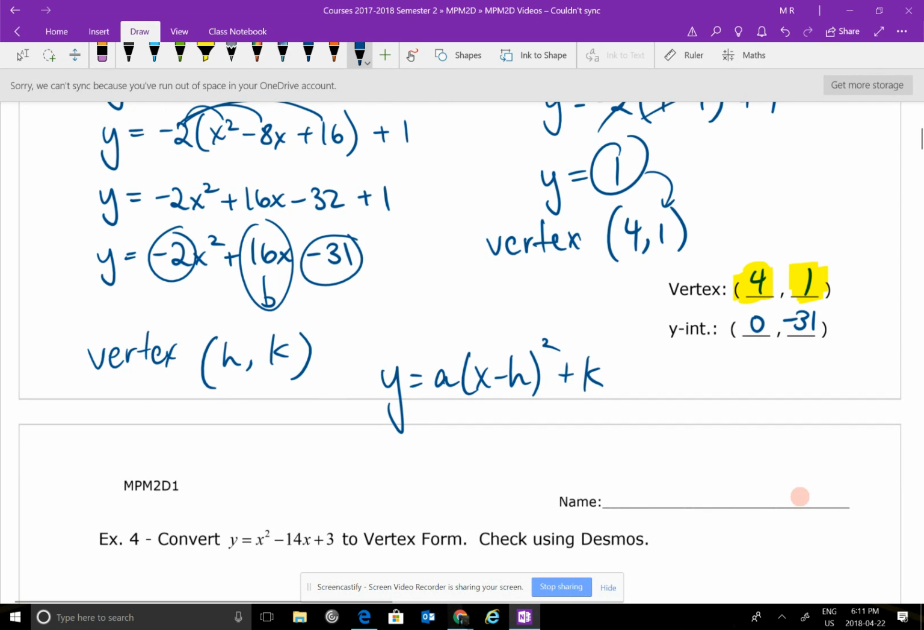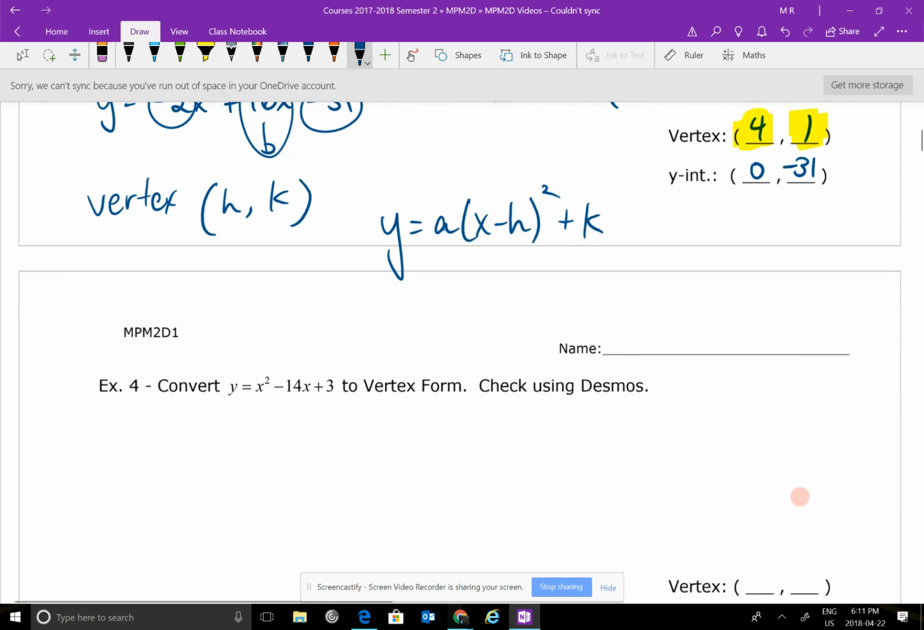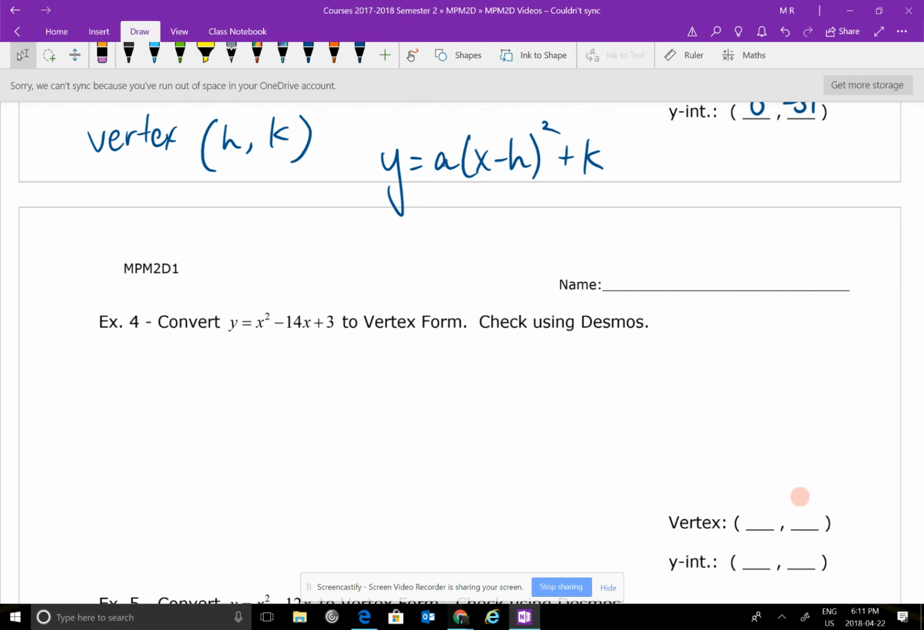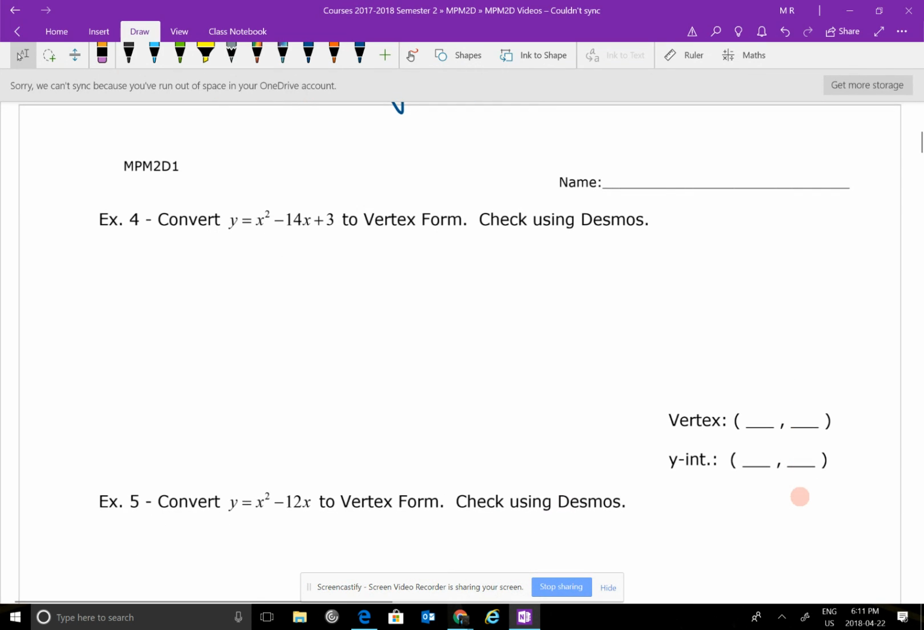All right. What if we were going backwards? How are we going to convert this to vertex form? So if you had standard form, well, standard form has a y-intercept of 0 and 3. So if I wanted to convert this to vertex form, I would need the vertex first of all. So let's find the x-coordinate of the vertex.